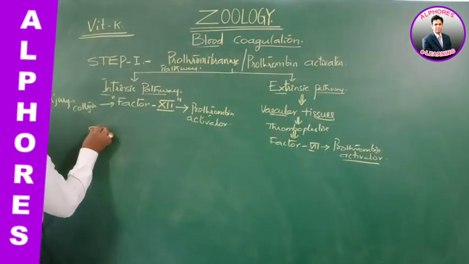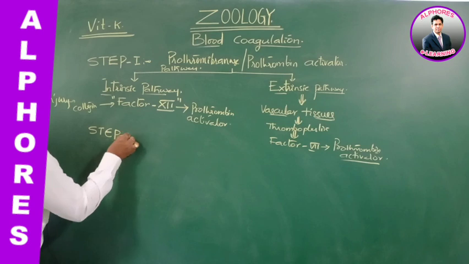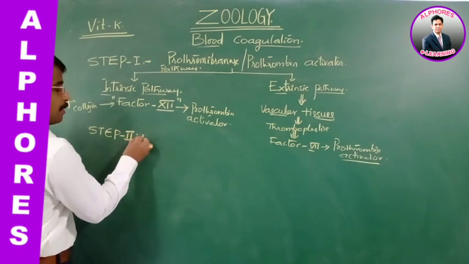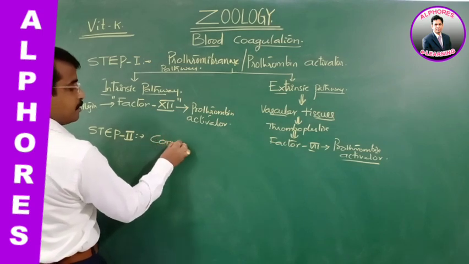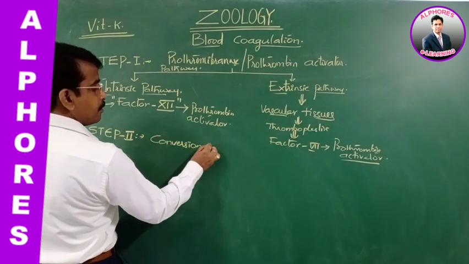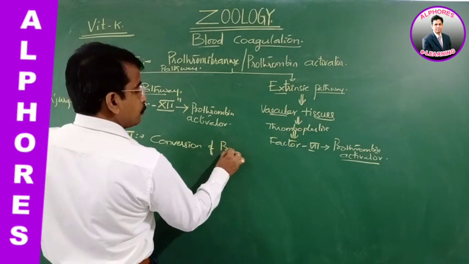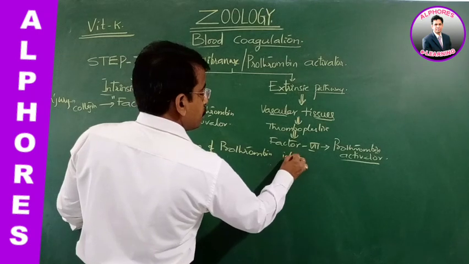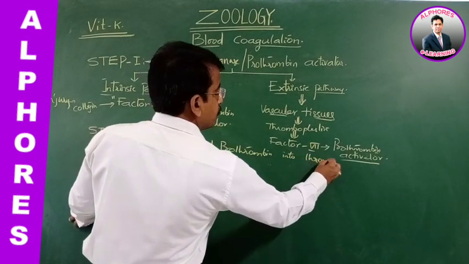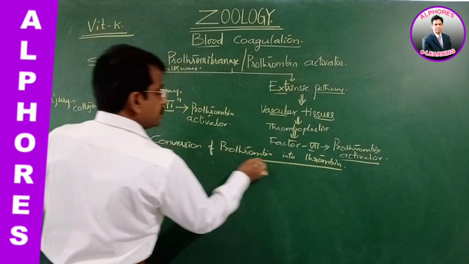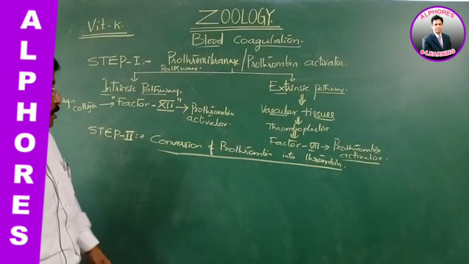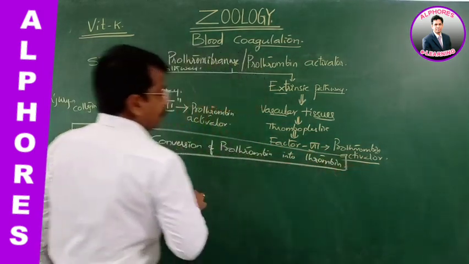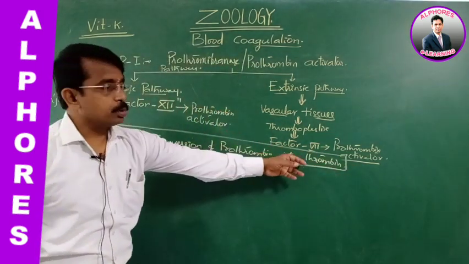Second step, step 2. Step 2 involves the conversion of prothrombin into thrombin. This is the second step. Prothrombin conversion into thrombin.